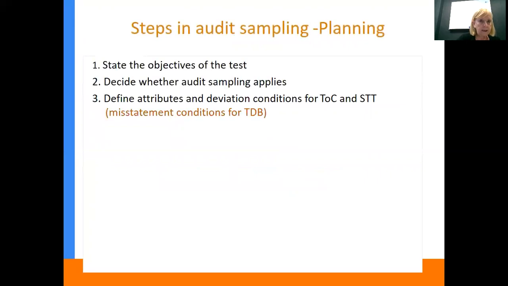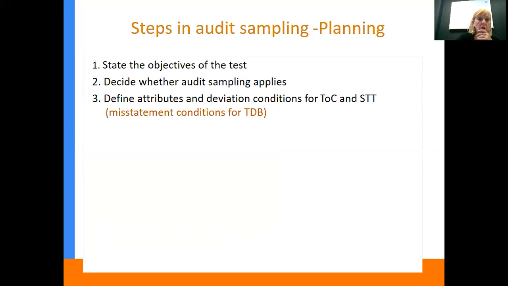So this is the planning phase. In the planning phase, the first thing I have to do is state the objective of the test. Secondly, I've got to decide whether audit sampling applies. And thirdly, I need to define the attributes or the deviation conditions that I'm going to be looking for. And I will go through these things in more detail in a moment. I just want to go through them quickly and then we'll look at them individually.